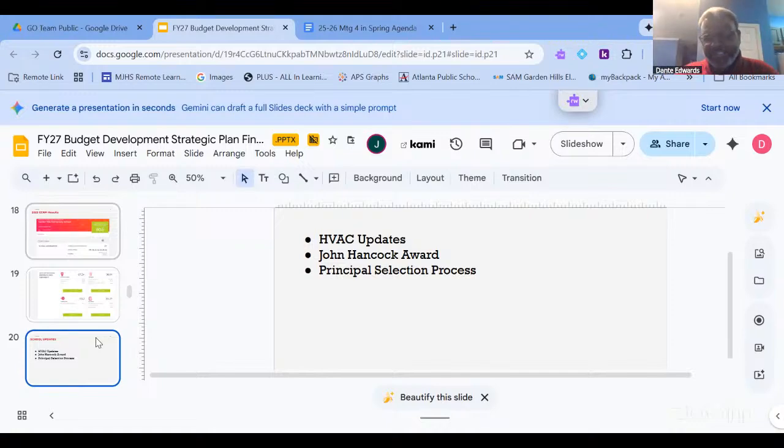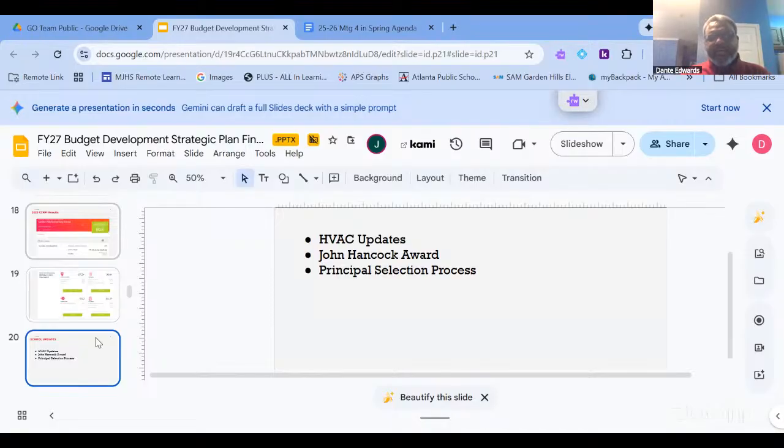The Georgia DOE started a new award, the John Hancock Award for third grade. Mr. Willoughby is on the line. He was part of that team in order to get that last year. We took a nice picture when we went to Mays a couple weeks ago. So that was awesome, being recognized for that.